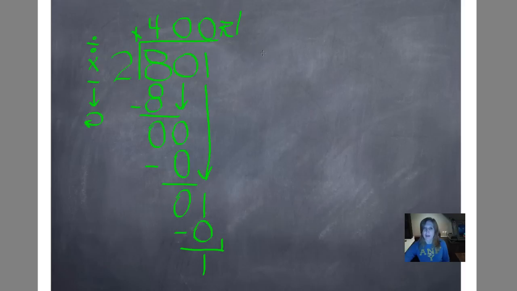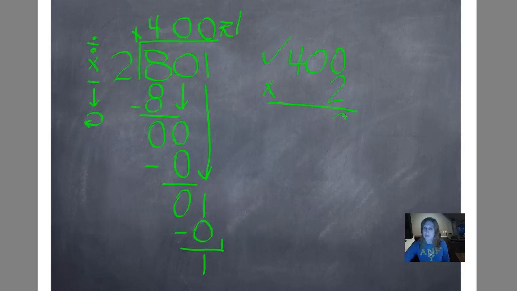Now we're ready to check. And this is where you would really catch it if you had only written a 4 here, or a 1 4 and 1 0. I have to write 400 over here because that's my quotient, 400. And I'm going to multiply it by 2, my divisor.